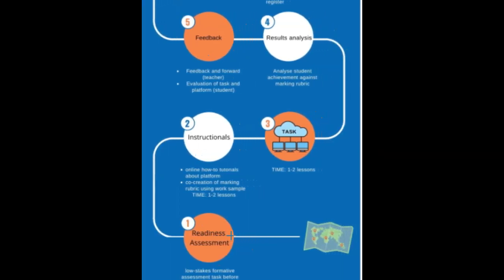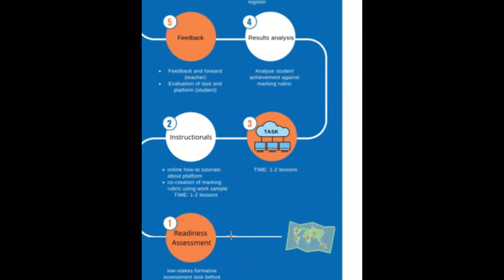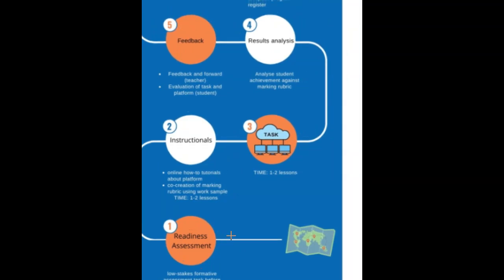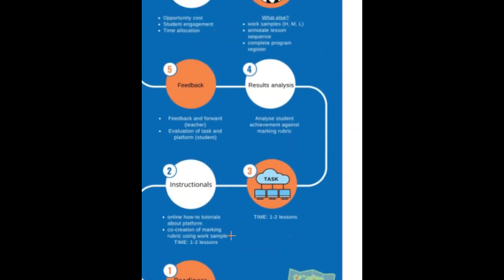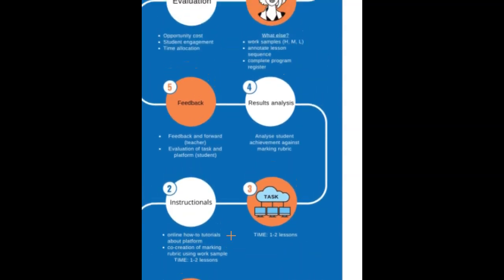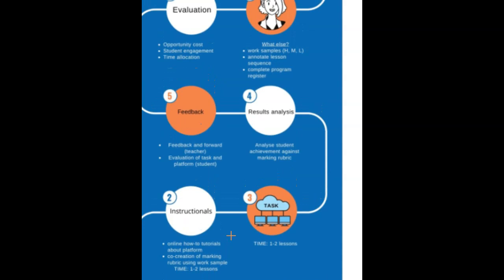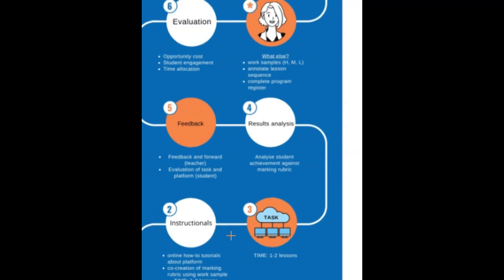From there, the students would do the actual task itself, whether it's in class for one lesson or perhaps split over 2, maybe with an at-home component as well in between. From there, with the students having uploaded their task, you would then do a results analysis, as you would. So basically marking it. You'd analyse the students' achievement against that marking rubric that you had co-created with them.